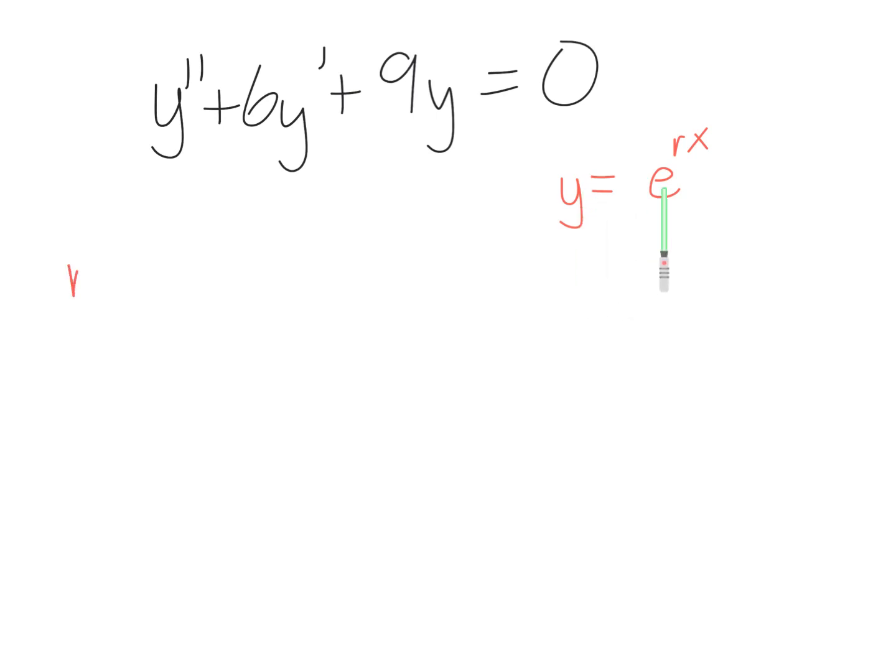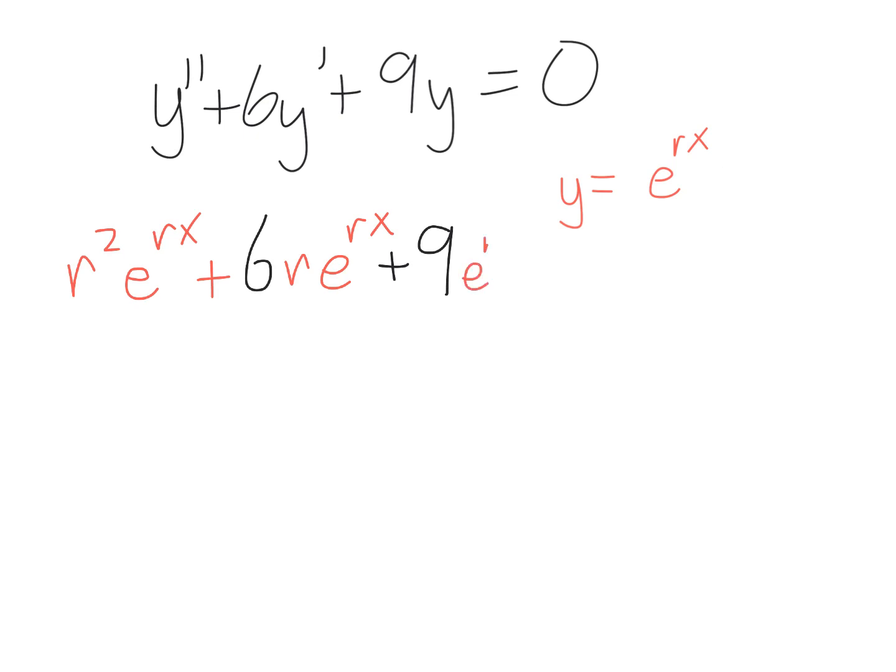All right, so I'm going to plug that guy in, and so I should get r squared times e to the rx. Just taking the derivative of that twice, I get the r squared in front of the e to the rx. Then plus 6 times taking the first derivative, I get r e to the rx, plus 9 of just the y, so 9e to the rx.